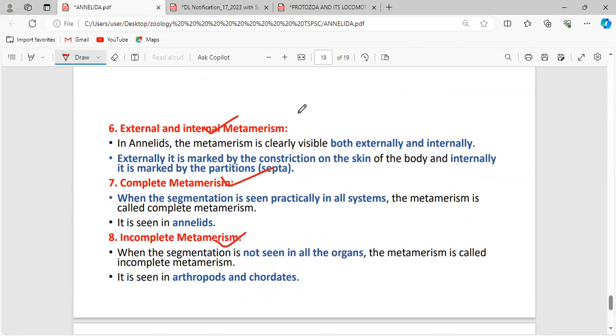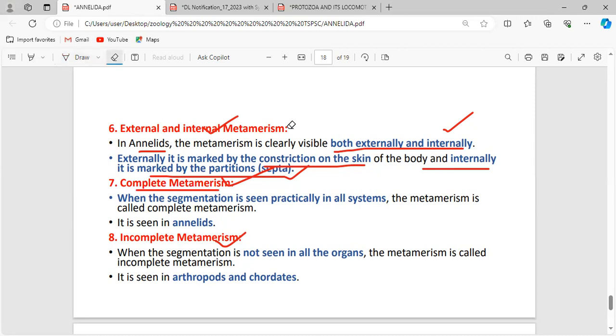The segments can be visible both externally and internally. The perfect example is annelids, that is earthworm, Pheretima. Externally, it is marked by constrictions of the skin. Internally, it is marked by partitions or septa. Anyhow, we can differentiate from one segment to another segment. That is what I'm trying to say. Both external and internal metamerism, and the perfect example is phylum annelids.